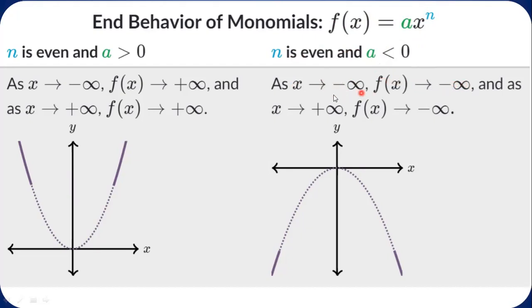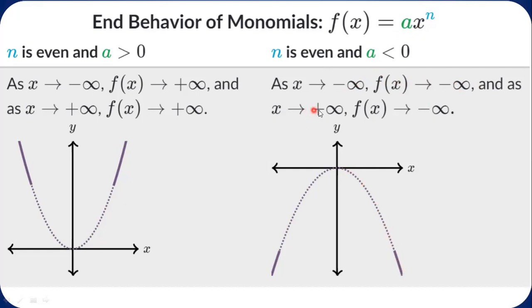So if you are increasing x, you are moving to infinity here, and then due to this negative multiple, this leading coefficient that is negative, this will make the whole thing negative. So although x is positive, it's going downward on the right.